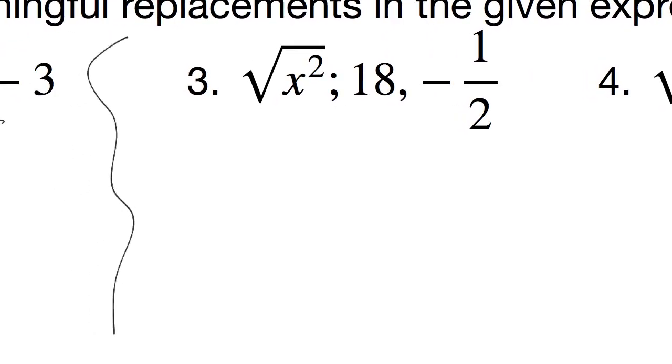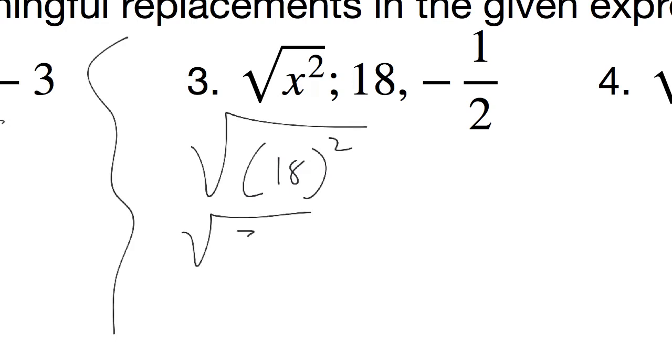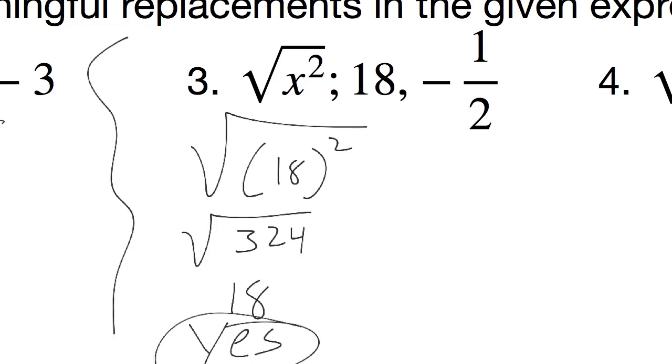Let's see, we've got 18 squared times itself is, square root of 324, which is 18. So yes, 18 is a meaningful replacement. Let's take a look at this negative number.